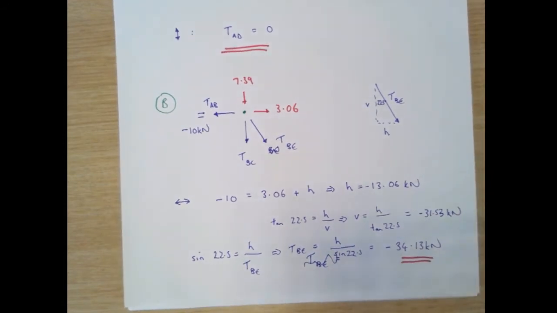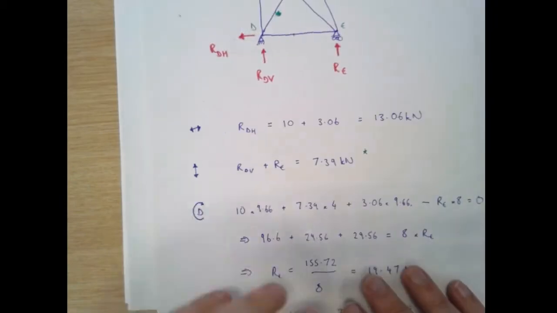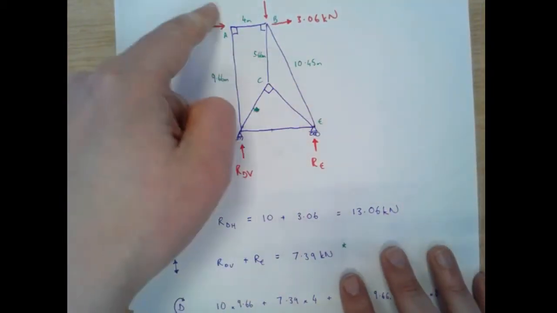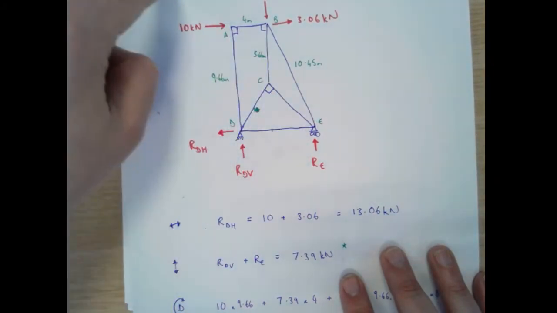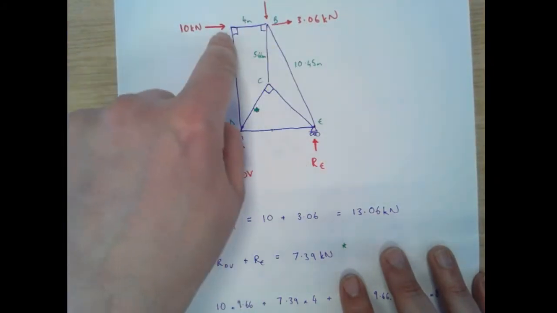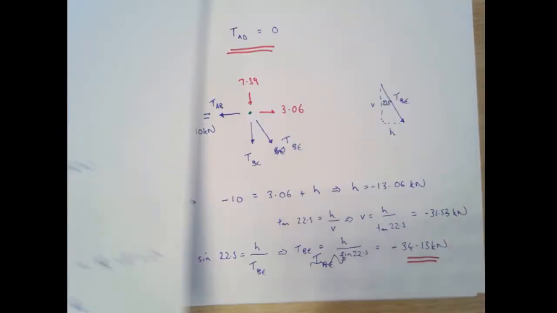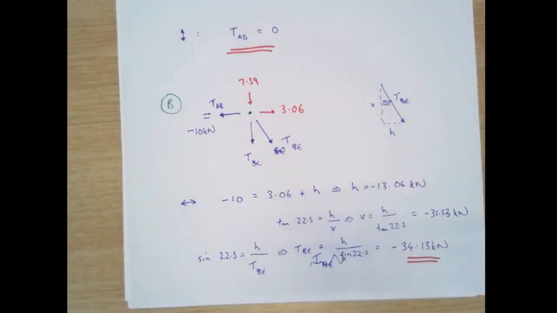And we could just do a kind of sense check. It makes sense that if everything's pushing this way in the structure, towards the bottom right, as all these forces are, then this member here is going to be in some serious compression. So that kind of adds up.